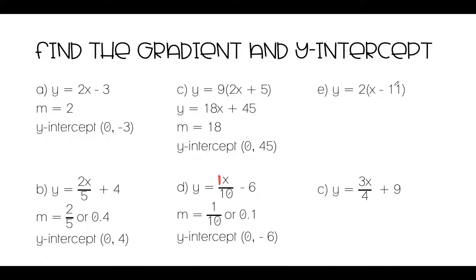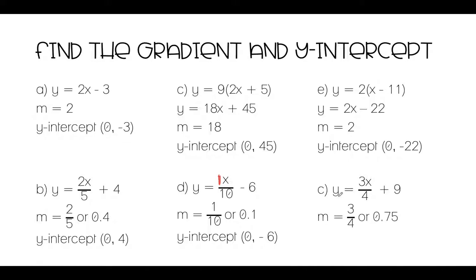Y equals 2x minus 12, so we expand it to get 2x minus 22. I meant to say 11, not 12. And m equals 2. So our gradient is 2. Our y-intercept is (0, -22). And our final one, y equals 3x over 4 plus 9. Our gradient is 3 over 4 or 0.75, and our y-intercept is (0, 9).